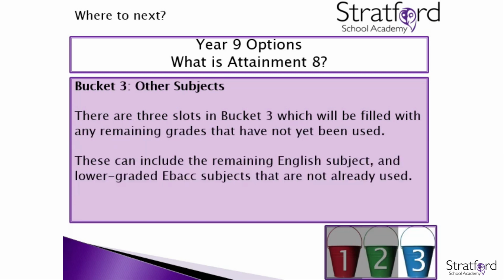Finally, bucket 3 is the open bucket. This is for all other GCSEs that have not been counted so far in either bucket 1 or bucket 2. This includes the English that wasn't used in bucket 1 and any other EBAC subjects not used in bucket 2, alongside the blue option choices. This bucket has 3 slots and again will contain the highest of the unused subjects. If there are not 3 grades to be put into bucket 3, a 0 will be assigned whenever there is a missing grade.